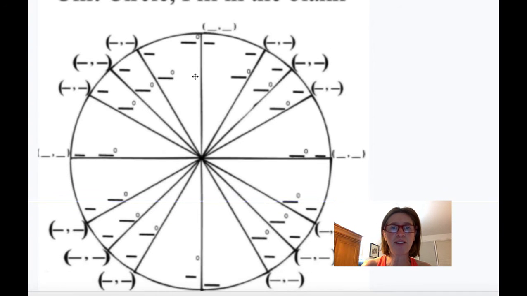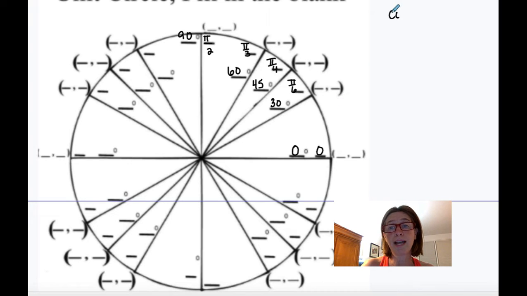Okay, so let's see if we can fill in just quadrant one. Quadrant one, we know we're starting at 0 degrees, and then it's 30, 45, 60, and 90. And then we know that in radians, it would be 0 radians, pi over 6 radians, pi over 4 radians, and then pi over 3 radians. 90 is pi over 2. Okay, and then we learned our coordinate points.